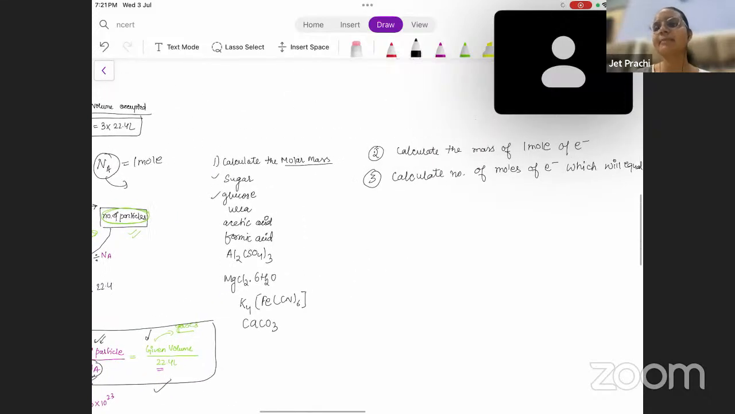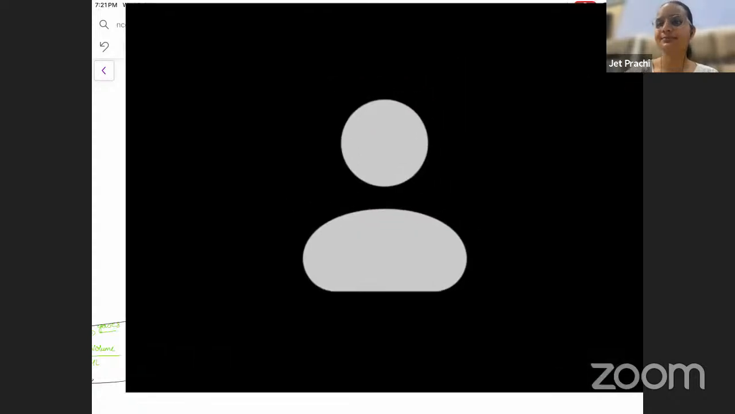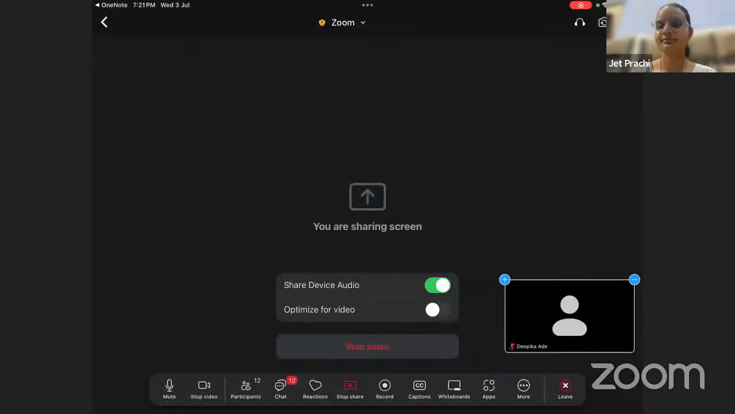And we'll see many more problems related to the mole concept, which I'll bring in the next session. Now, after this, we will be learning about stoichiometry. So this is all for today. Try to solve these problems and I hope you will be able to do this. With this, you can continue with the next class.